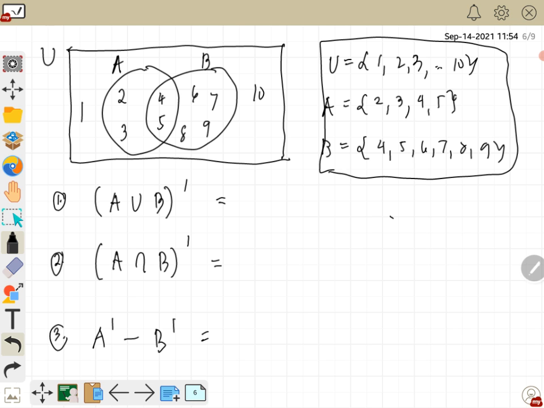in listing down number 1. So what does it mean by this number 1? The complement of A union B.